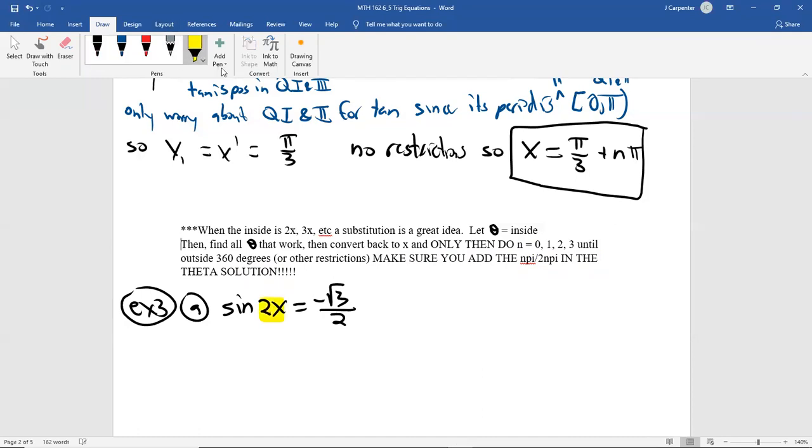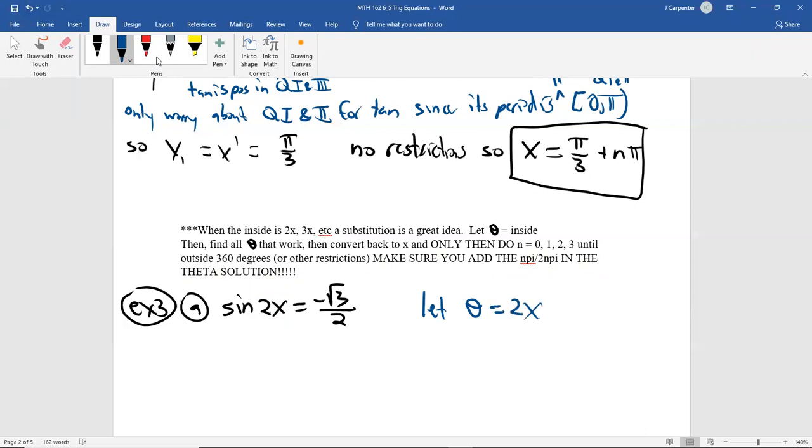The inside is not just an x or a y or a theta or whatever. It's a 2 something, 3 something, 4 something. That is what we were just discussing. So to make this easy on yourself, let theta, or whatever letter you like, equal the inside.